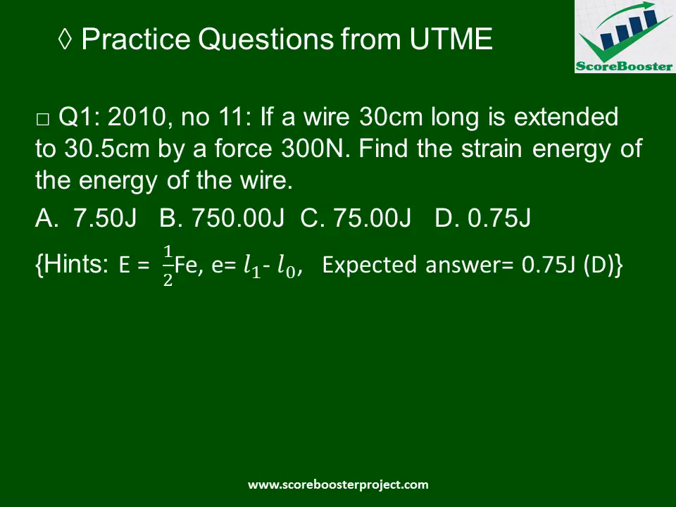The hint here, you have to record that energy equals half Fe and the extension e equals L1 minus L0. That is the change in new length and the original length. Expected answer here is 0.75 joule. That is option D.